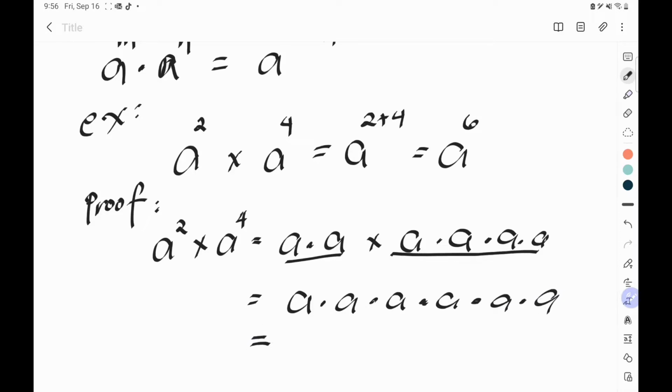So you have to multiply a by itself 6 times. So 1, 2, 3, 4, 5, 6. So we were able to prove law number 1.